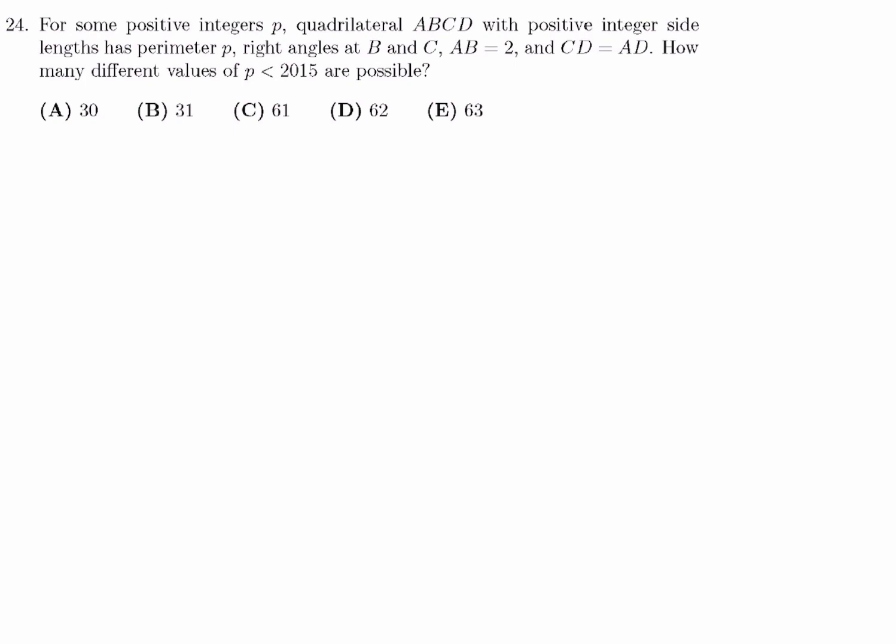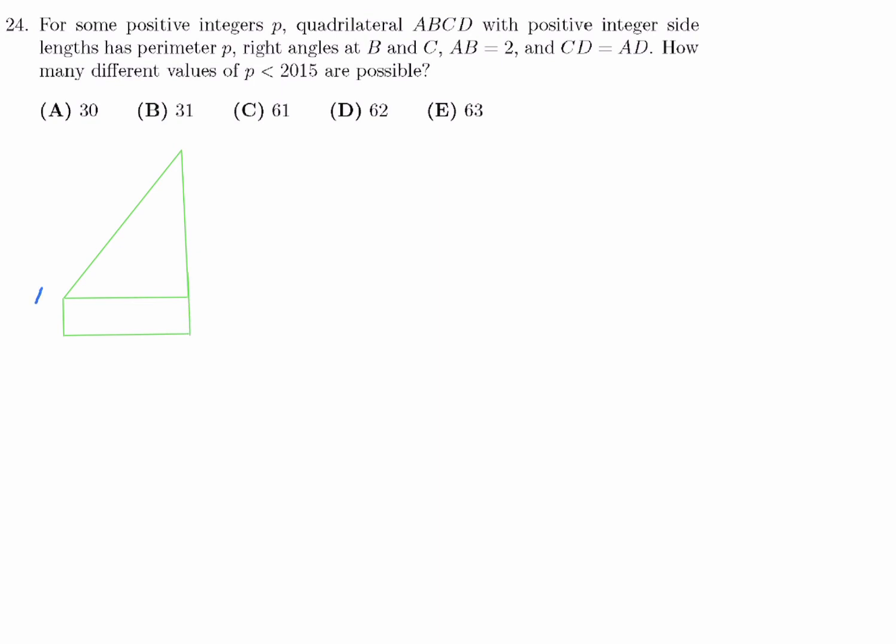For some positive integers p, quadrilateral ABCD with positive integer side lengths has perimeter p, right angles at B and C, AB is 2, CD is equal to AD. How many different values of p less than 2015 are possible? Let's draw a diagram. Let's try to figure out what this could look like. And I believe this will be a nice way of presenting it.